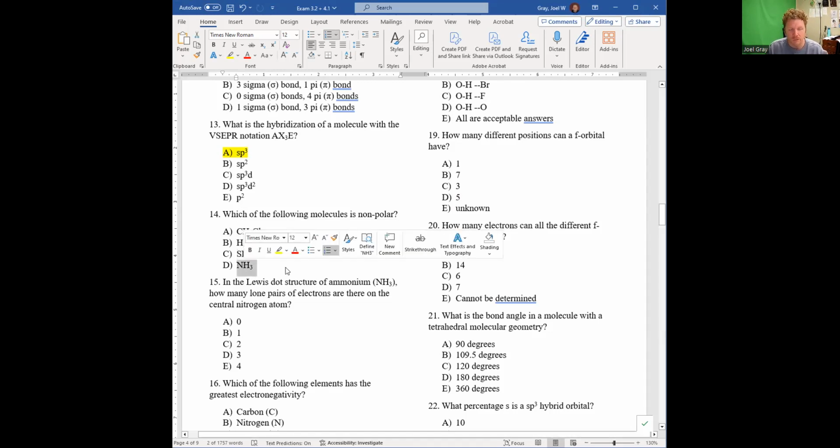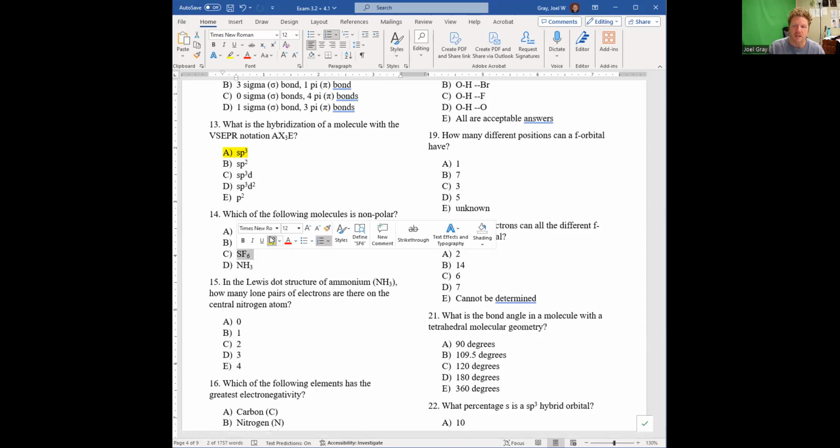Question or answer option D, that nitrogen has 3 hydrogens, but it has a lone pair of electrons. So our answer for our nonpolar molecule is going to be SF6.